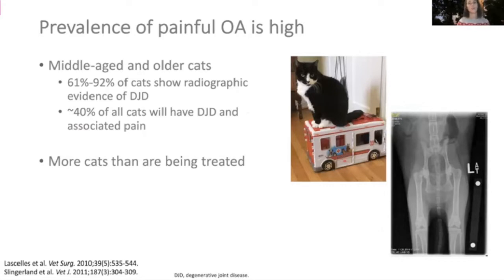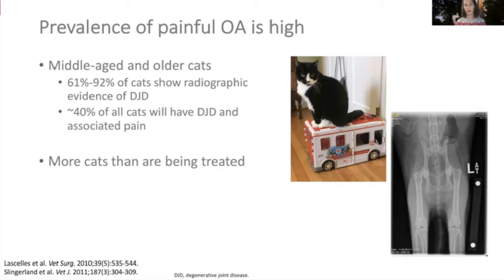So that prevalence of painful OA is remarkably high. In middle-aged and older cats, 61 to 92% of cats will show radiographic evidence of DJD. And that range is because of how you define that radiographic evidence, how you pick your cats that you're evaluating. But regardless, that's a really high number. So many of our cats, particularly over the age of 10, will at least have radiographic signs of DJD. About half of those will have clinical signs of degenerative joint disease, meaning that somewhere around 40% of all cats will have degenerative joint disease and associated pain.